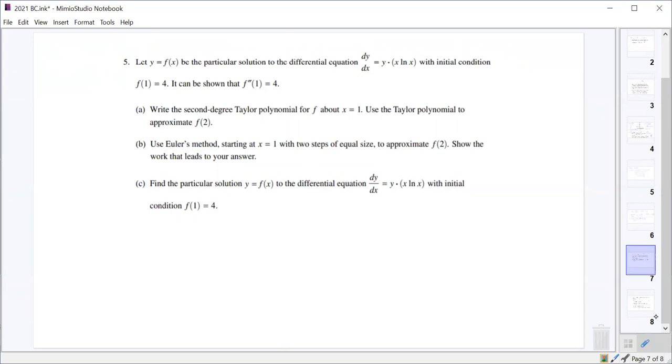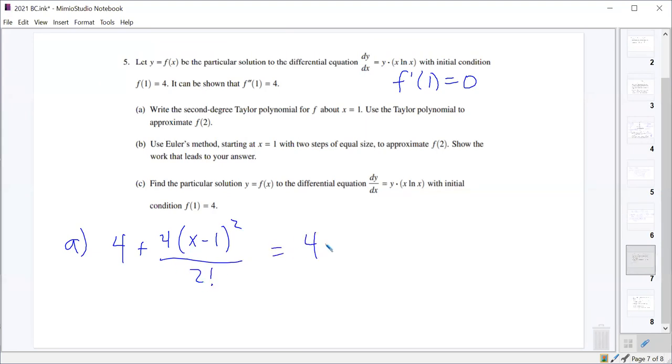So for part A, we're writing the second degree Taylor polynomial for f about x equals 1. So that should start off with f of 1, which is 4. Then it should start off with f prime of 1, which should be 0, right? Because natural log of 1 is 0. And 0 times something else is still going to be 0. So no x term. And then f double prime of 1 is 4. So plus 4 times x minus 1 squared over 2 factorial. Or if you chose to write it as 4 plus 2 times x minus 1 squared, that would also be fine. Everybody good with the first part of part A?